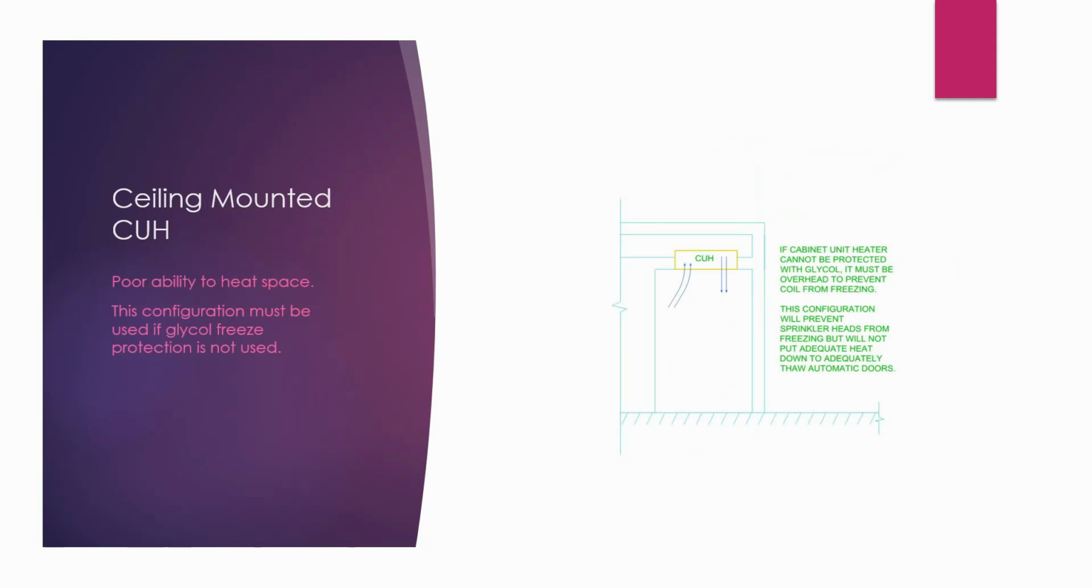Now, one thing to note though is if you don't have glycol, if you're just running water in your hydronic system, then this type of cabinet unit heater is the only one you can use. If you used the previous cabinet unit heater pulling cold air off the floor, you'd freeze the coil. So that's one reason why we're showing this type of cabinet unit heater.